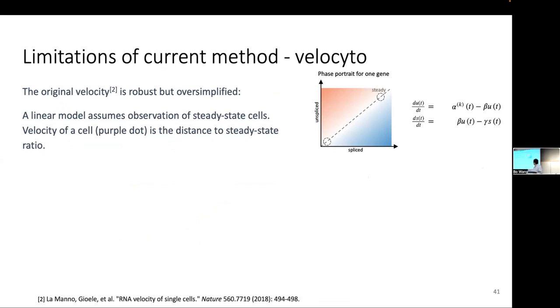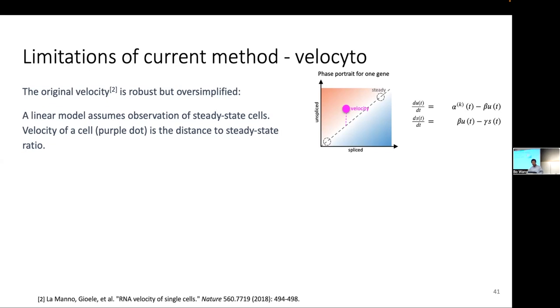The way they define the single cell velocity is using differential equations, which I show on the right. Basically, U_t is the unspliced and S_t is the spliced. Using these differential equations, it measures the dynamics of different cells. And for every cell, you can catch such a velocity by solving these differential equations.